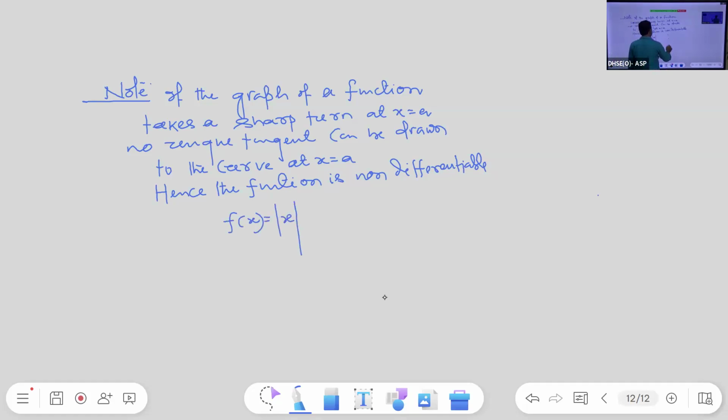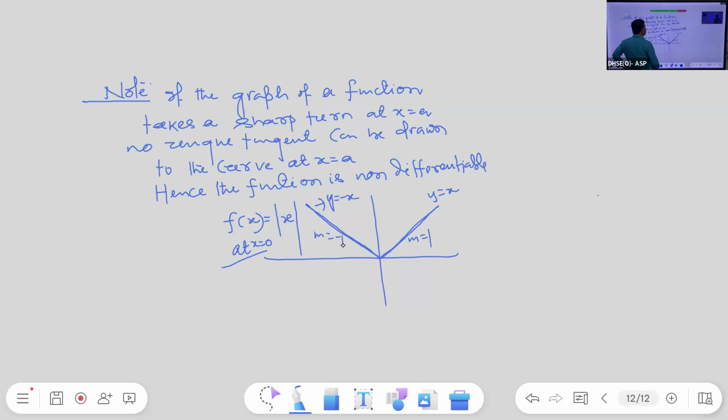You see, the graph of the function f of x is equal to mod x is like this. Here at x is equal to 0, no unique tangent can be drawn. On the right hand side, this is the y is equal to x curve, and this is the y is equal to minus x curve. If you want to draw a tangent to the curve on the right side of x is equal to 0, that will be the line itself, that is y is equal to x. On the left hand side of x is equal to 0, that will be the line y is equal to minus x. Here slope m is equal to 1, here slope m is equal to minus 1. So no unique tangent is drawn at x is equal to 0, hence the function is non-differentiable.